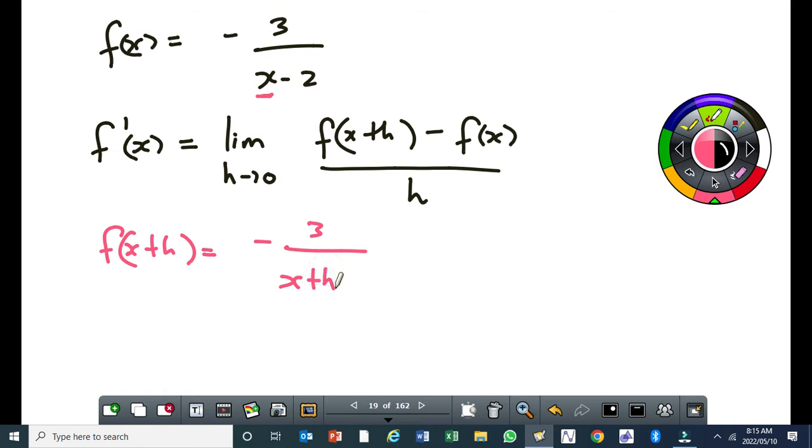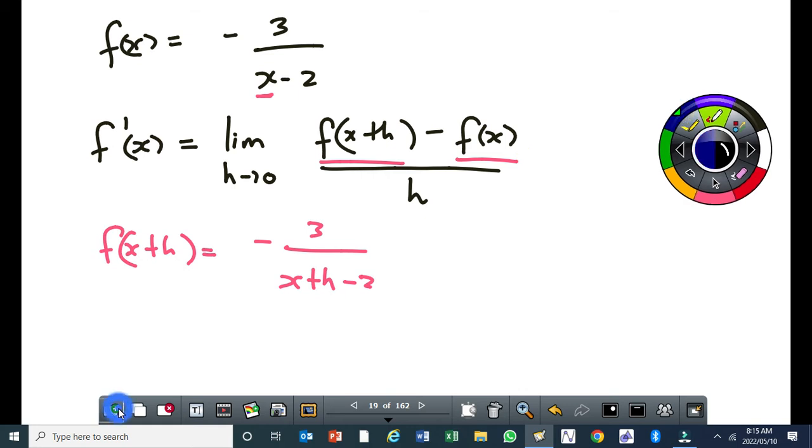So x plus h minus 2. Okay? That's our f of x plus h. So I'm going to substitute this fraction where there is f of x plus h there. Where there is f of x here, I'll substitute the original function. Then I'll simplify. Are you following that? Yeah, it's not complicated. Alright?